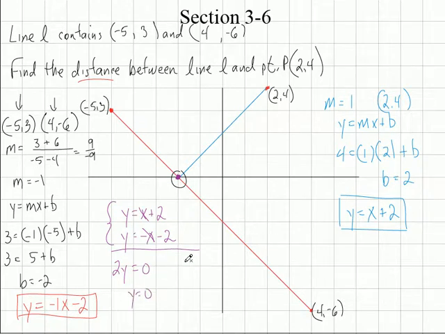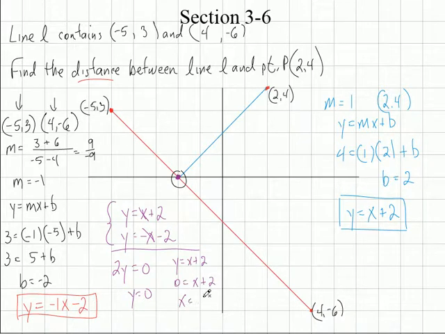Now let's solve for x. You can use either one of these equations to solve for x. Let's just use this one since they're all positive. So let's write the equation down: y equals x plus 2. I'm going to stick a 0 in for the y in y equals x plus 2. Let's solve for x. Subtract 2 from both sides.